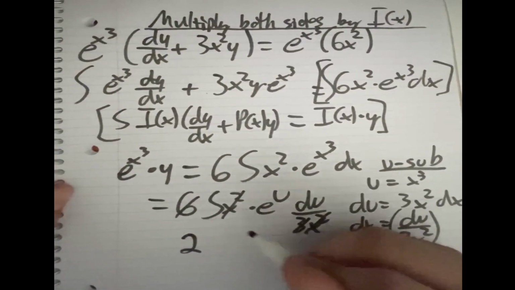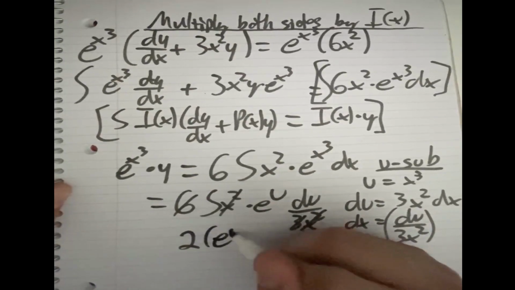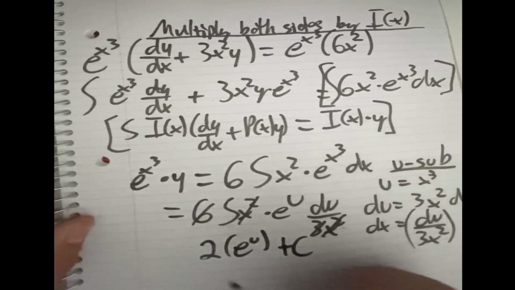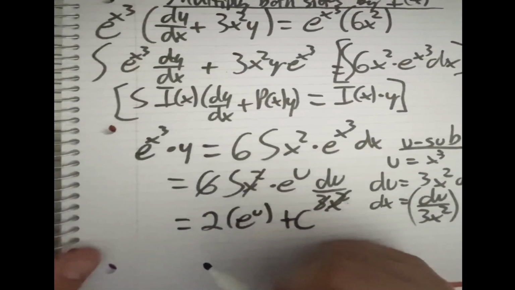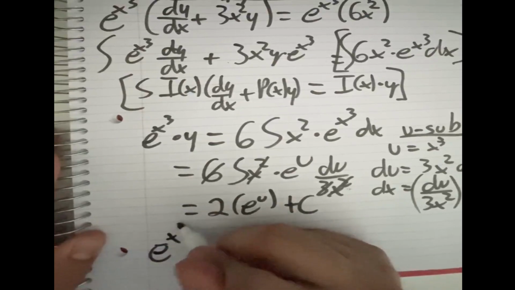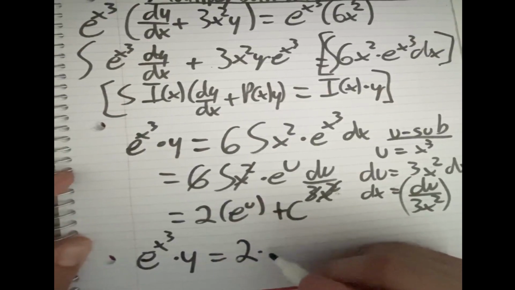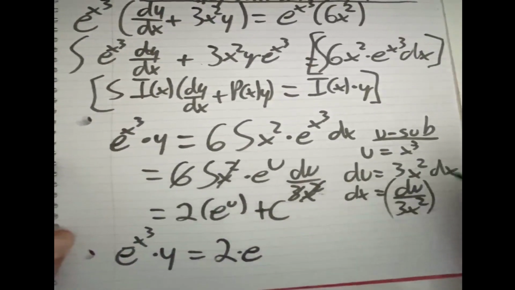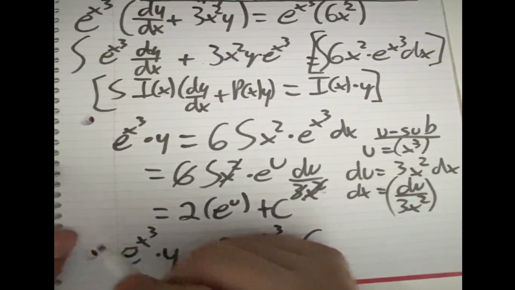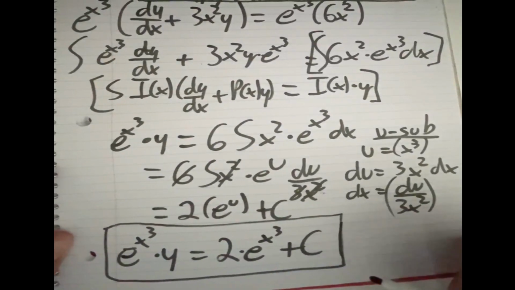And that the integral of e raised to the u times du is simply just going to be e to the u plus c. So in doing this, our last step would be to just simply plug the x terms back into u. So e raised to the x cubed times y is equal to 2 times e raised to the u. What's our u? Our u right here is x cubed, plus c. And this is how you perform first order linear differential equations.